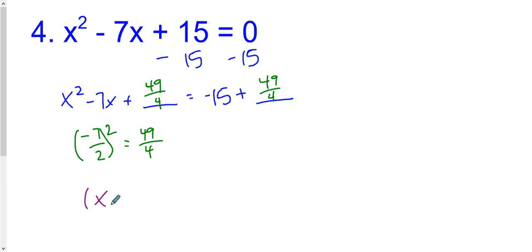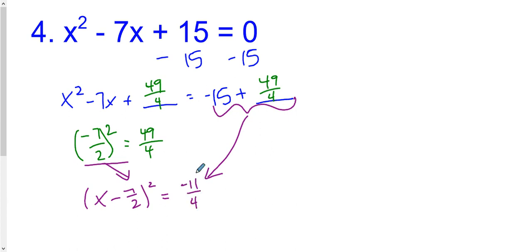Whenever I rewrite this, I'm still filling into that same kind of skeleton, and whatever was in parentheses before I squared it still comes down here next to x. I know it's a little bit weird because it's a fraction, but it is a-okay. The other side, I'm combining these together. If you're not comfortable doing that on your own, utilize your calculator. So -15 plus 49 over 4 is going to give us -11 over 4. And if you're not comfortable with that, use your calculator. That's why you have it.